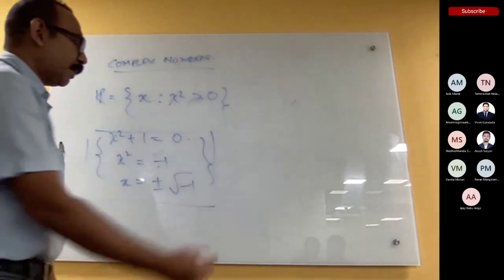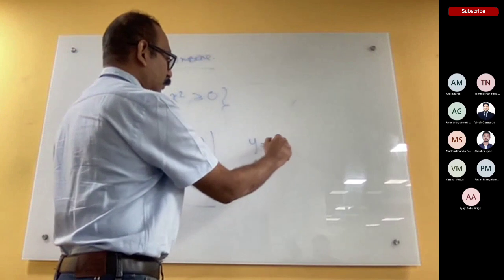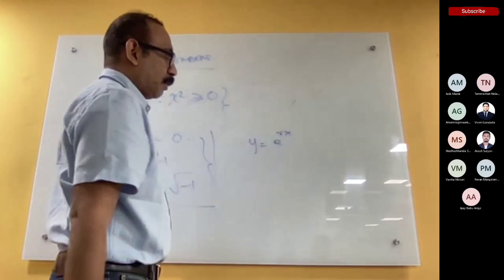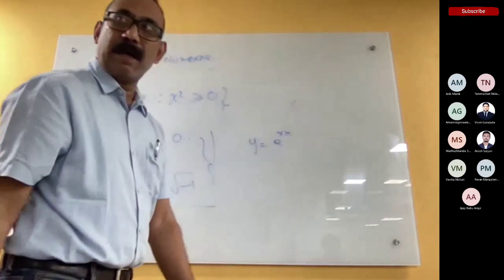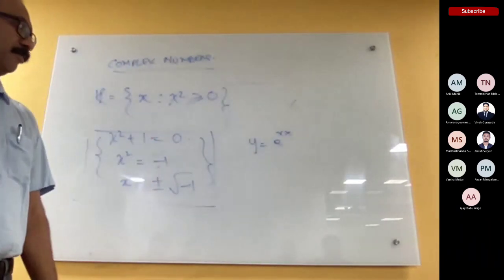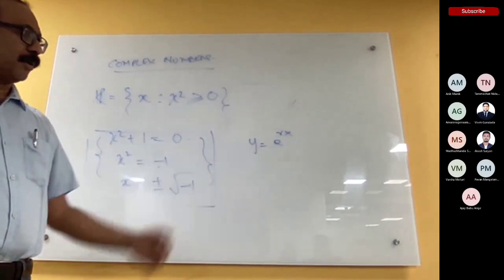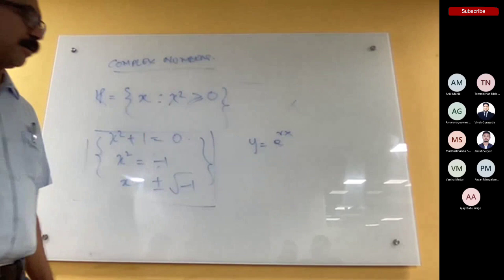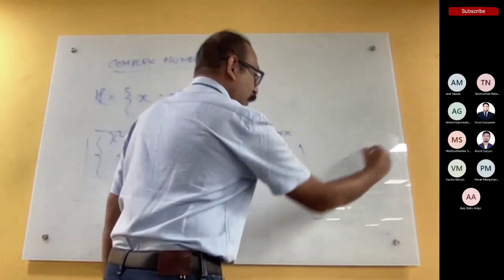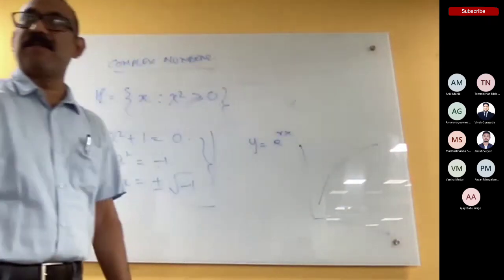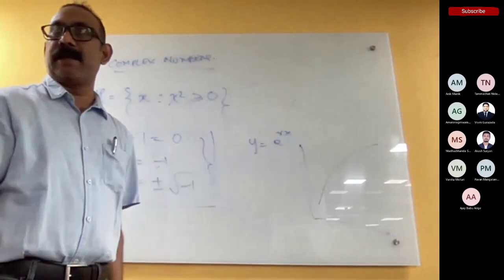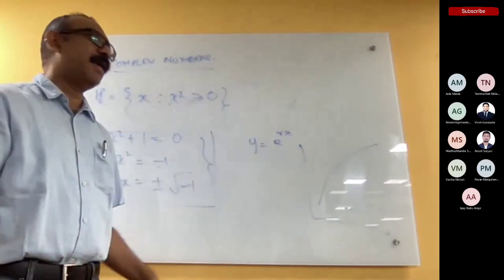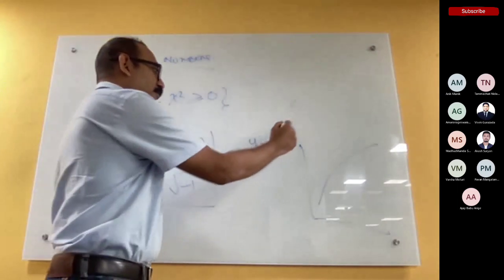If you have an equation like y equals e power rx, where r is a real number, this is a very standard equation in math. Anything that moves like that is basically an exponential function, e power rx, and it occurs in all sorts of natural phenomena.